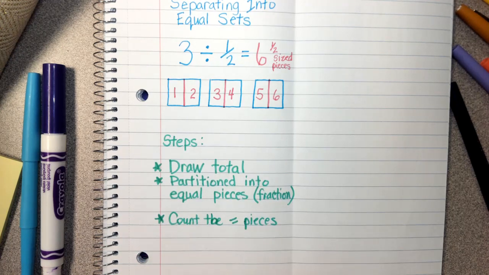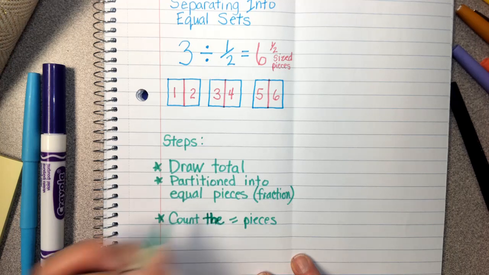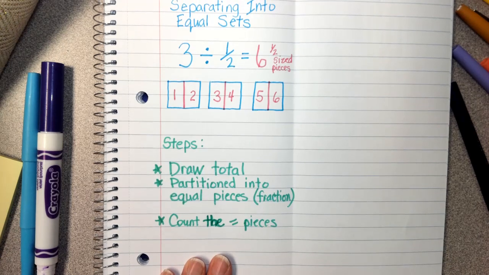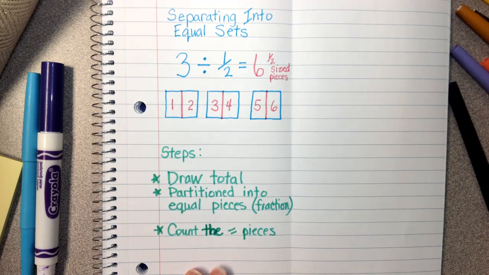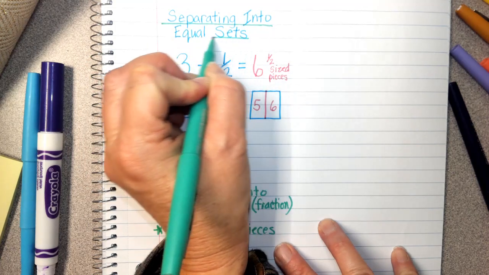Count the equal pieces. Okay? I'm sorry, that should be a D. My finger or my hand was writing a little faster than what I needed to write down. Okay? So those are the steps for separating into equal sets.